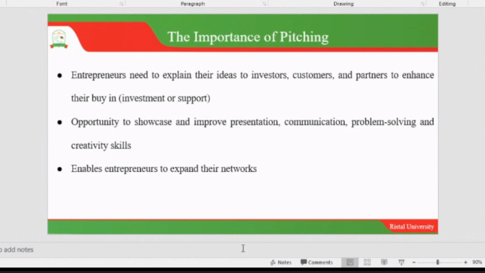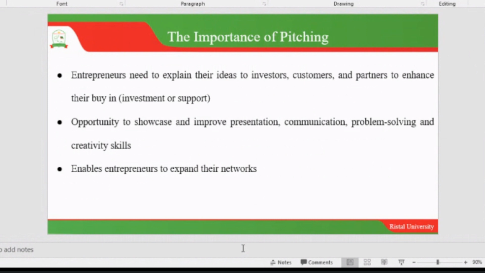So it is very important to do pitching so that you can explain your ideas to investors, customers, partners, so that you enhance their buy-in or their agreement to support you or invest in your idea. Then it is also an opportunity to showcase and improve your presentation skills, communication skills, problem solving skills, and creativity. Because as we are going to realize during the course of this session, you need to be creative enough to put up a very good pitch. You need to be a problem solver to answer those questions that are going to arise due to your pitching.